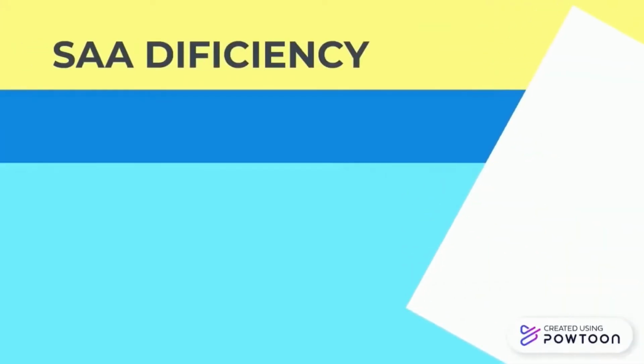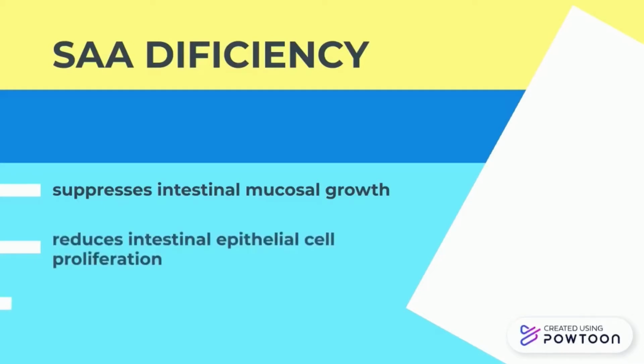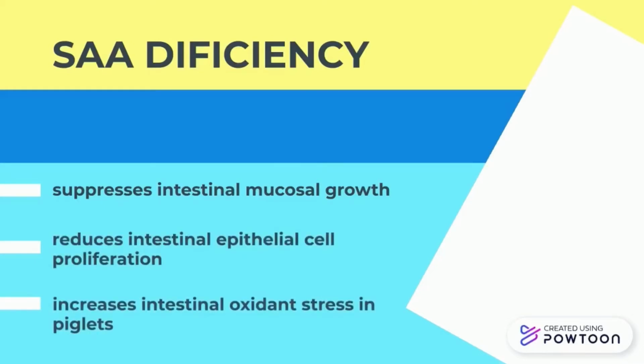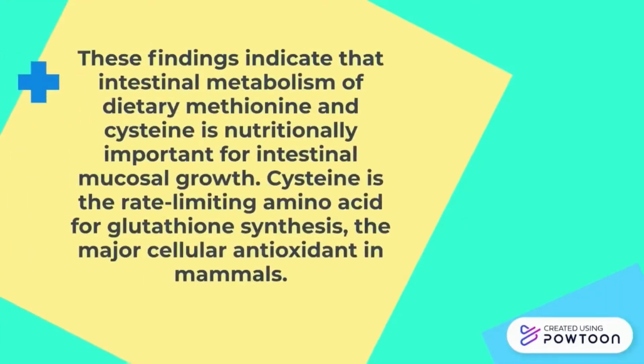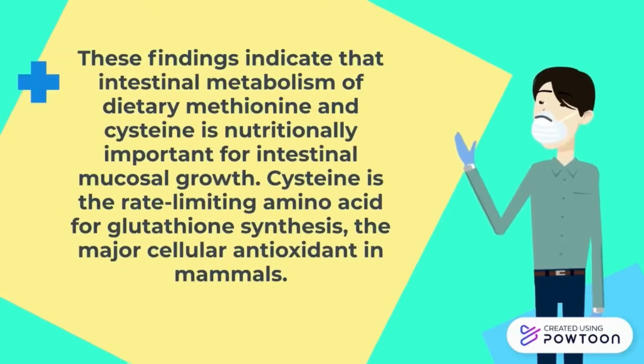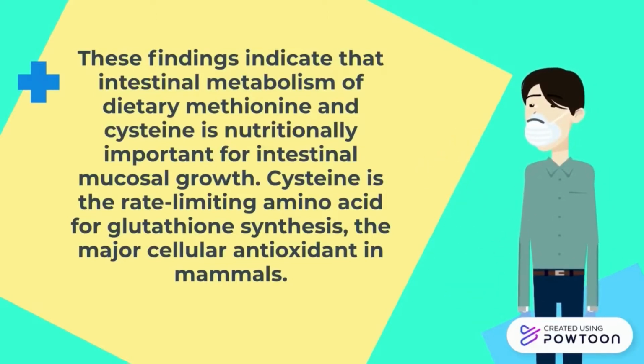A study showed that SAA deficiency significantly suppressed intestinal mucosa growth, reduced intestinal epithelial cell proliferation, and increased intestinal oxidant stress in piglets. These findings indicate that intestinal metabolism of dietary methionine and cysteine is nutritionally important for intestinal mucosal growth. Cysteine is the rate-limiting amino acid for glutathione synthesis, the major cellular antioxidant in mammals.